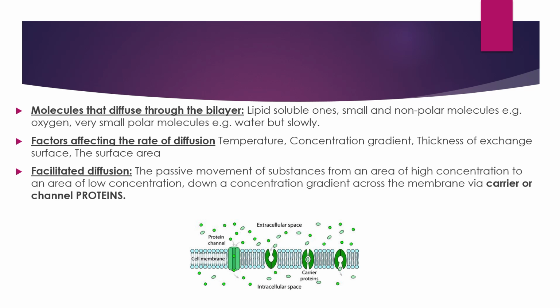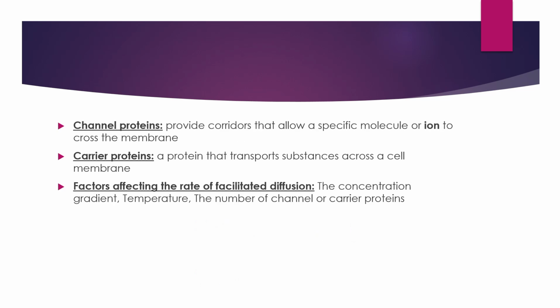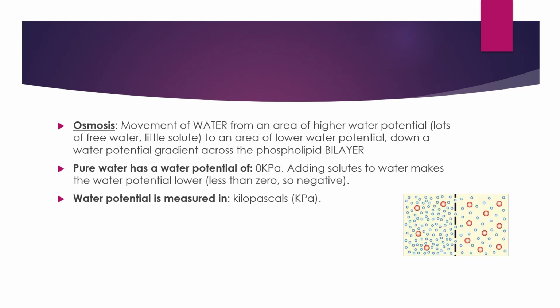Facilitated diffusion now is a passive movement of substances from high to low concentration, down a concentration gradient across the membrane, but it needs carrier or channel proteins. Channel proteins provide corridors that allow specific molecules or ions or charged particles across the membrane. Carrier proteins transport substances across the cell membrane, like large substances such as glucose. Factors affecting the rate of facilitated diffusion: concentration gradient, temperature, number of channel or carrier proteins.